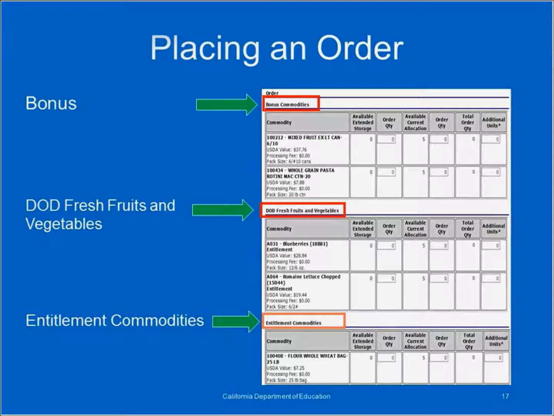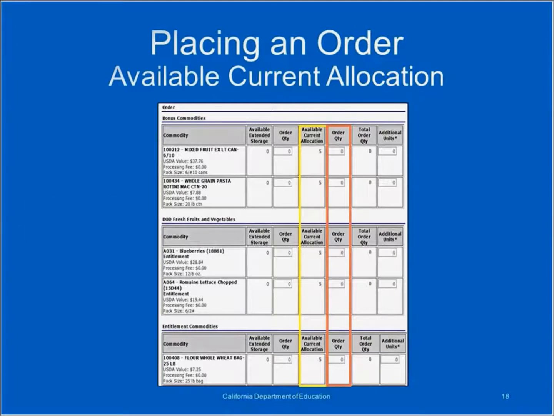The Order section of the form will display bonus items first, then DoD fresh fruits and vegetables, and finally Entitlement USDA foods available through your current allocation. The available current allocation column, highlighted in yellow, indicates the number of units offered to an agency during an open allocation. In the order quantity column, highlighted in red, you may request up to the number of available units indicated in the available current allocation column.